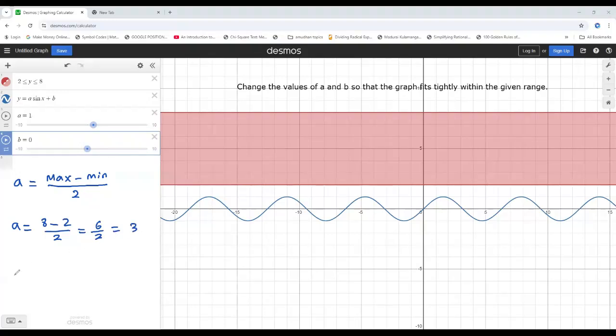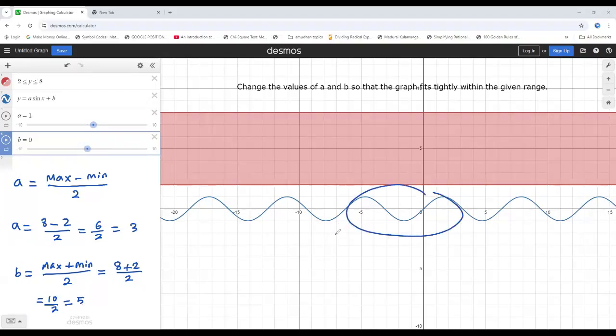So we get a = 3. There is also a formula to get the value of b. Whenever a sine function is defined in the form y = a sin x + b, to get the value of b, I take the maximum value of the range plus the minimum value of the range, and divide the result by 2. The maximum is 8 and the minimum is 2, so (8 + 2)/2 = 10/2 = 5. Now I just have to change the value of a to 3 and the value of b to 5, so that the graph fits tightly within the given range.